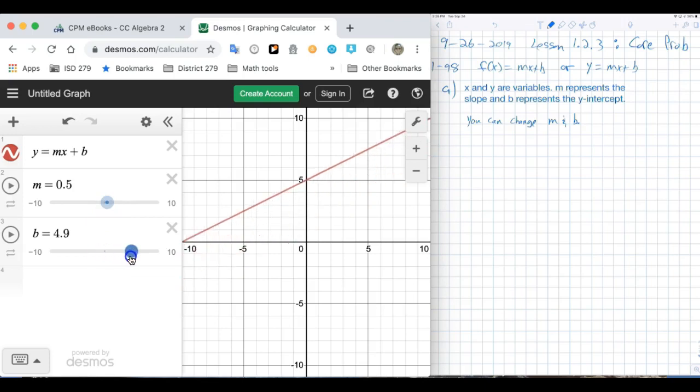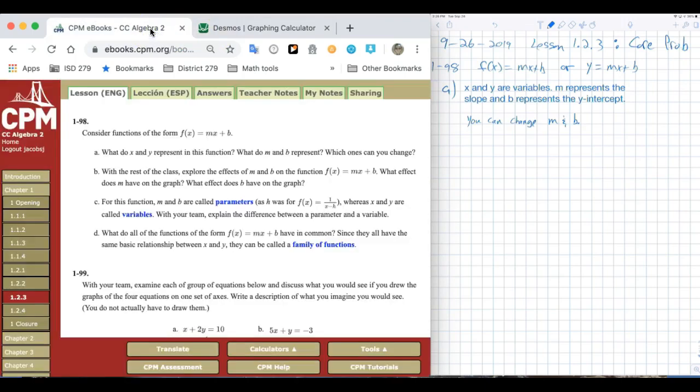For b, we can see when we set b to 5, it's touching the y-axis at 5. So b is simply moving our y-intercept up and down. If I change b to -5, now I'm touching the y-axis at -5. So with the rest of the class, explore what effect does m have on the graph? What does b do to the graph?